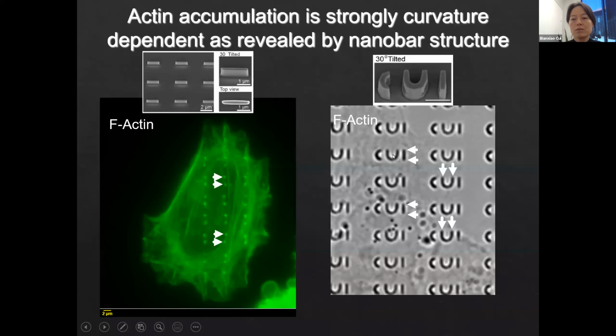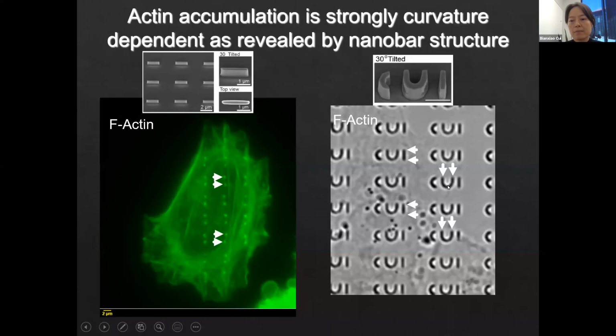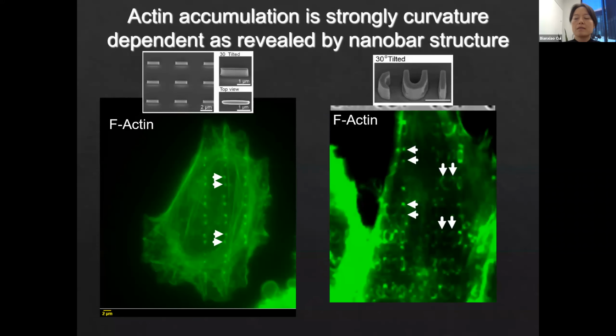And when we look at the CUI structure, you see the I, then the actin is on the two ends. But if you look at U, for example, it's interesting. In the U, actin is on the outside, but very little on the inside of the U. And we will later show they really strongly prefer positive curvature, because the membrane inside the U is actually negative curvature.